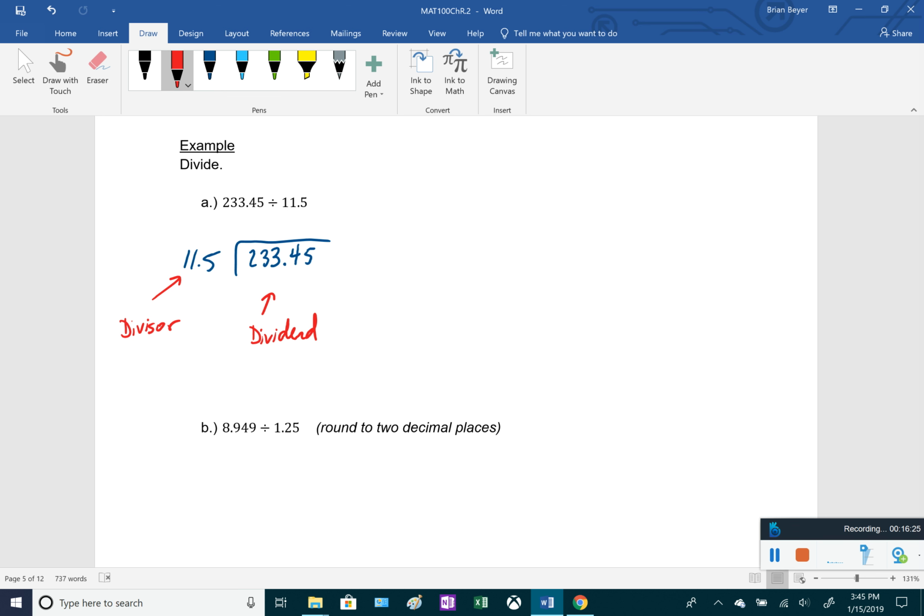Okay, so we need to move the divisor's decimal point over to the right until we get a whole number. So we moved it over once. That means we also need to move over the dividend once. Essentially, we're multiplying the numerator and denominator by 10, so we're not changing anything. Now I'm going to rewrite this as 115 for the divisor and 2,334.5 for the dividend. And now we're going to divide normally. I'm going to put the decimal point up there just so we don't lose it.